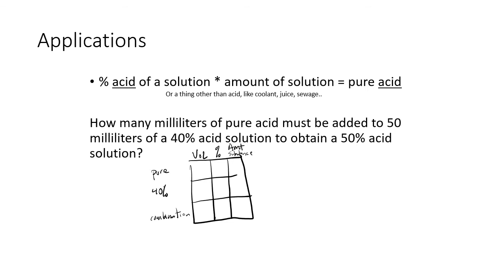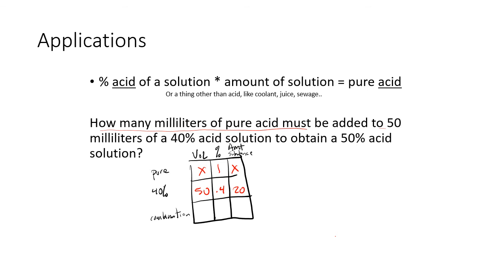Our pure situation, just think about what this is. We want to know how many milliliters of pure acid must be added. So I don't know what this is, but I know that the concentration is 100%. It's pure, which means that I'm adding purely an x amount into this solution. For the 40%, I have 50 milliliters of it, at 0.4. So 50 times 0.4 is 20.